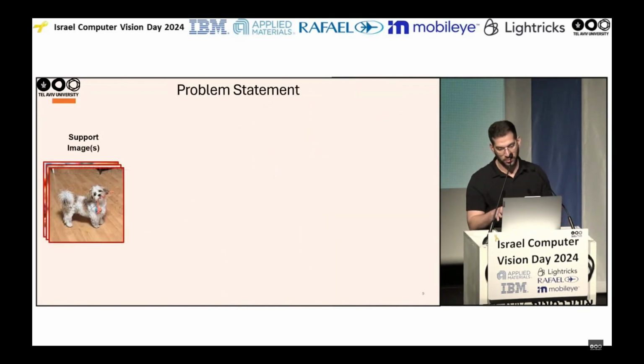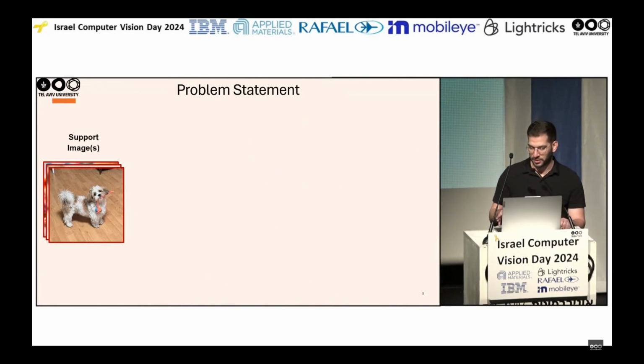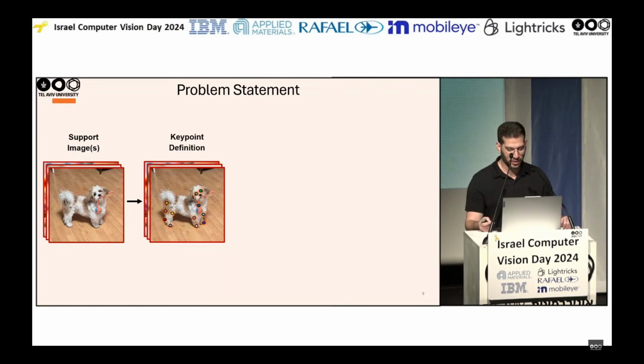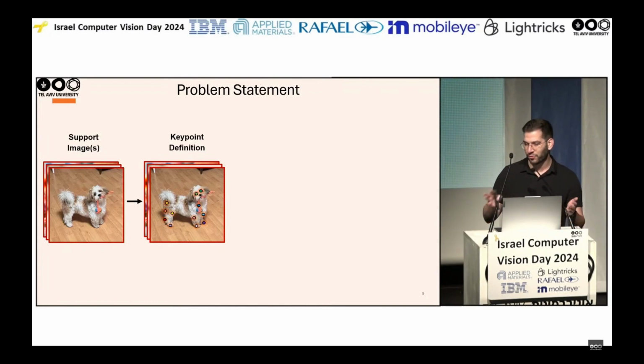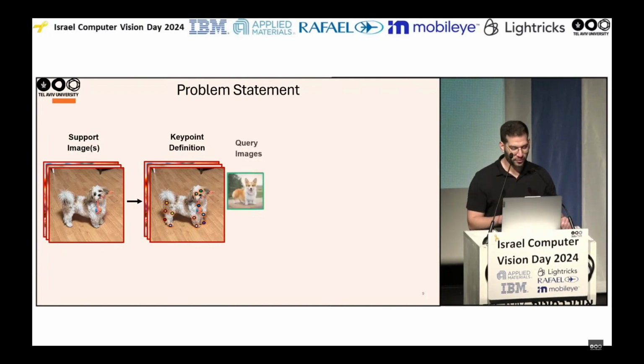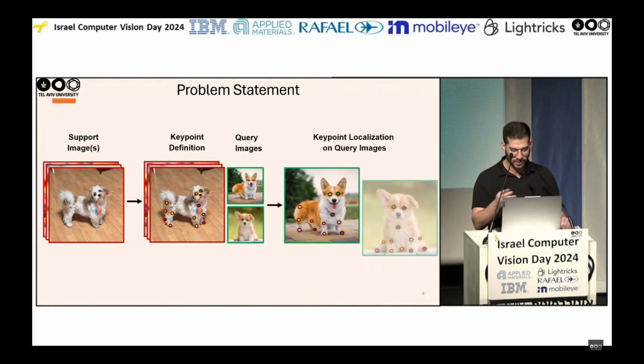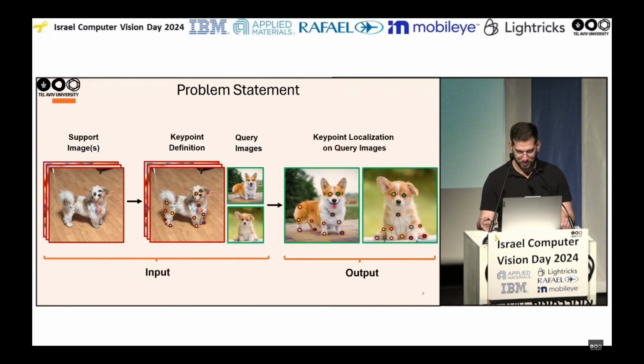So here's how it works. We begin with a set of support images from a new category. These support images can be as few as only one image. Then the user defines the set of key points that they wish to locate in this new category. The key point definition is highly flexible. It can define any number of key points they find relevant for their task at hand. And once they have the support image and key point definition, they can input query images from the same category. Then our model should be able to detect these key points in this new object category.